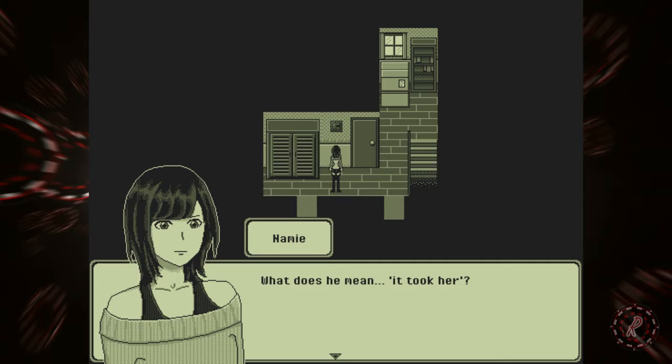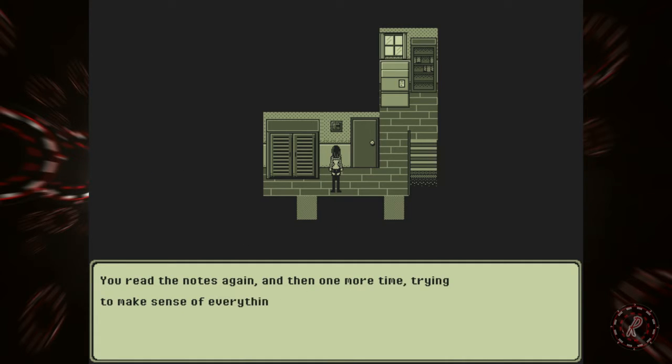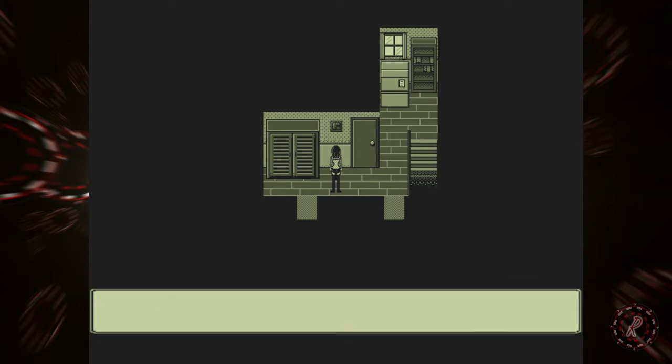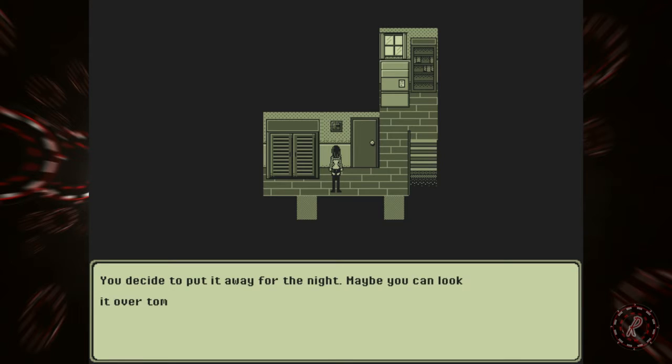What does he mean it took her? You read the notes again and again, then one more time, trying to make sense of everything. It's hard to make sense of it in a way that doesn't involve wild, outlandish theories. You decide to put it away for the night. Maybe you can look it over tomorrow.